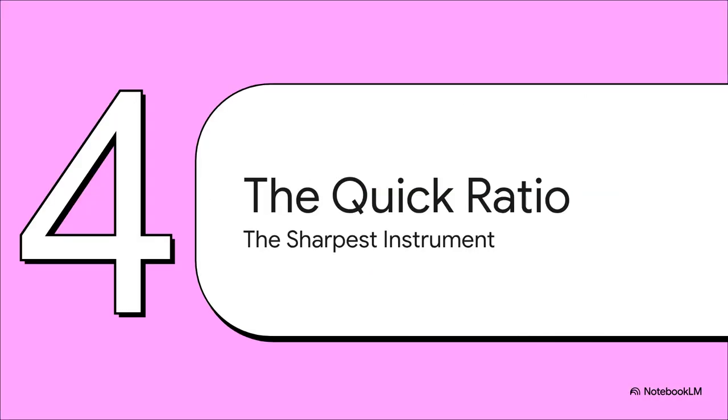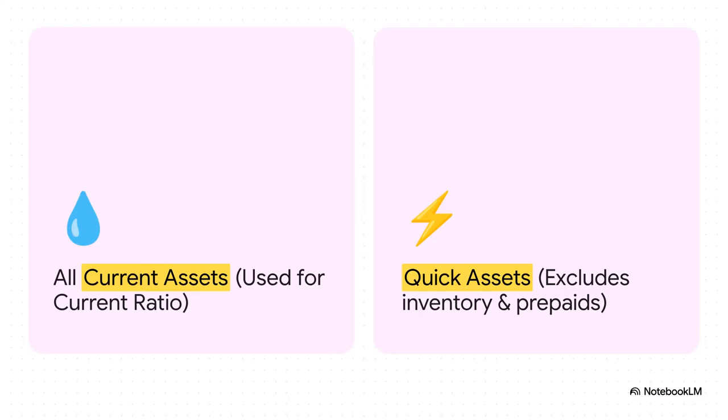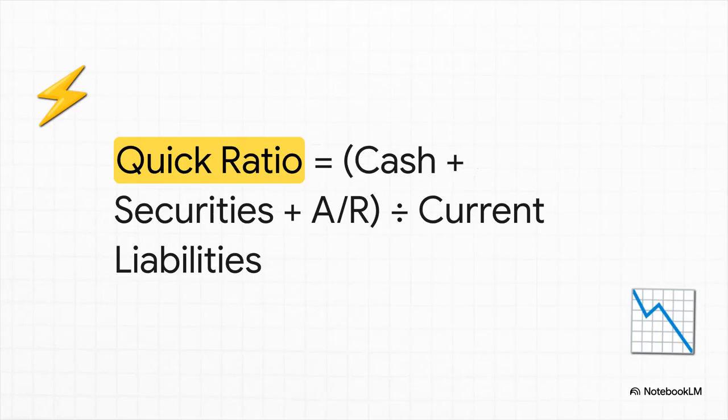Section 4, the quick or acid test ratio, the sharpest instrument. Let's refine this even further. Compare your current assets to your quick assets. Here's a great memory tip for your exams. Only include the assets that are literally quick to convert to cash. That means you absolutely must exclude inventory and prepaid items from your numerator. Why? Because if the economy tanks, selling off a warehouse full of specialized inventory quickly at its full value is pretty much impossible. So our formula gets a lot stricter.